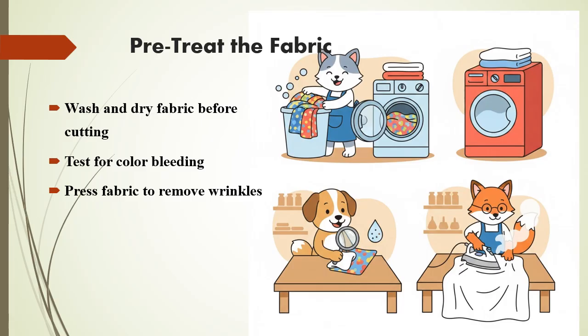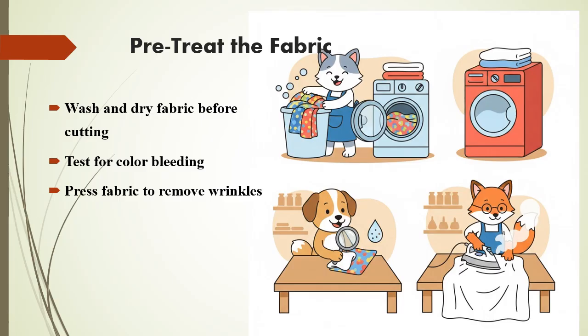What are the pre-treatment methods? The first one is to wash and dry the fabric before cutting. We always require washing and drying the fabrics before cutting, especially when we are dealing with natural fibers like cotton, linen, and sometimes rayon. They tend to shrink, so they require washing as well as drying and pressing before the cutting and stitching process.